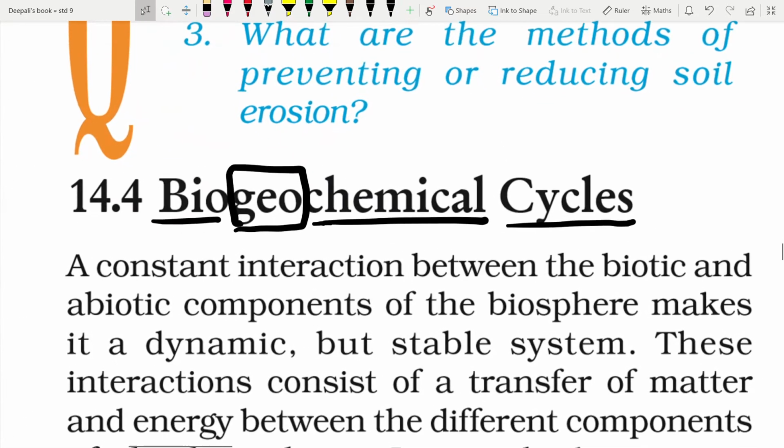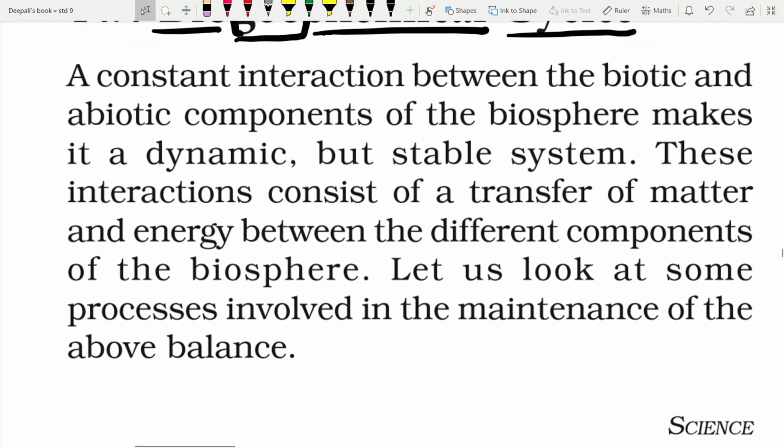Now we understood what is biotic and abiotic components in the biosphere. Now let us see what is the link between the biotic and the abiotic component. A constant interaction between the biotic and abiotic components of the biosphere makes it a dynamic but stable system. This interaction consists of a transfer of matter and energy between the different components of biosphere. Let us look at some processes involved in the maintenance of the above balance.